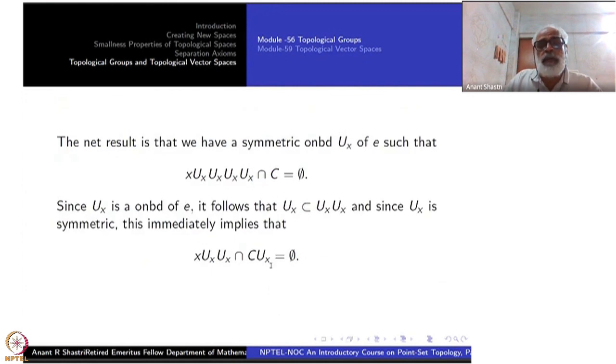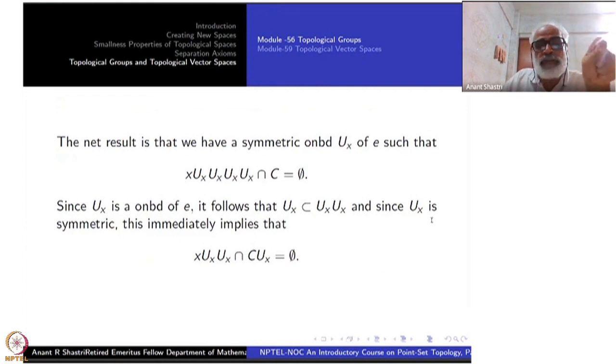All right. If you combine this with Vx intersection C is empty, now I can replace Vx by Ux, which is a smaller neighborhood than Vx. So Ux intersection C is empty. Okay, so don't go on doing this. Now I have already arrived at this. Now Ux is a neighborhood of E, right? So Ux is contained inside Ux.